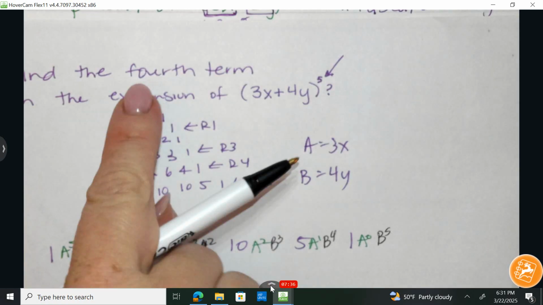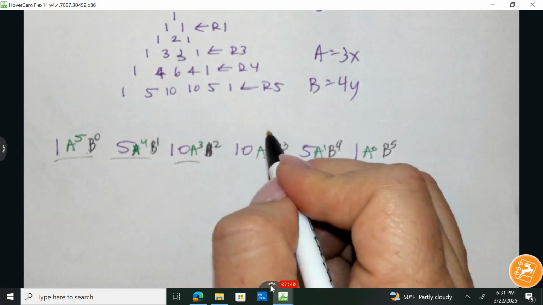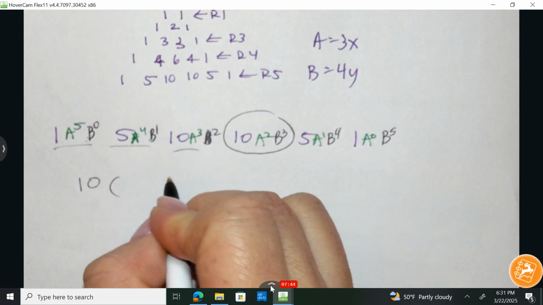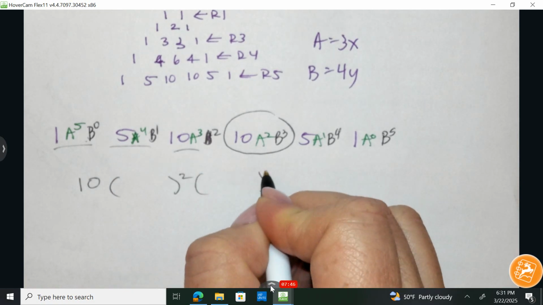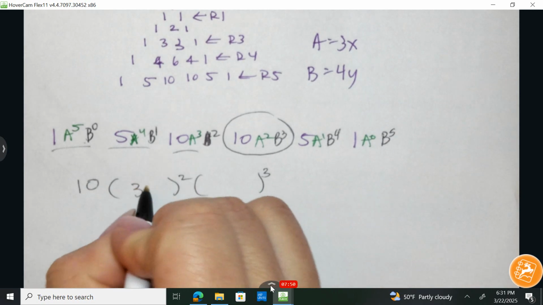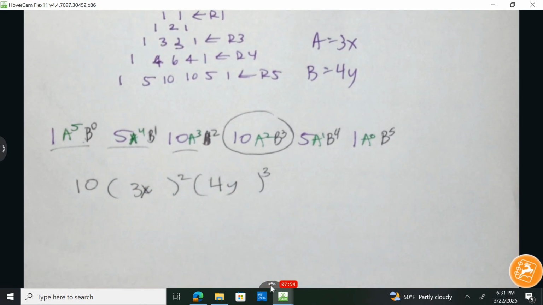Now let's go to the 4th term. So the 4th term, 1, 2, 3, 4. This is what I'm looking for. So 10 times a squared times b to the 3rd. What is a? a is 3x. What is b? b is 4y.